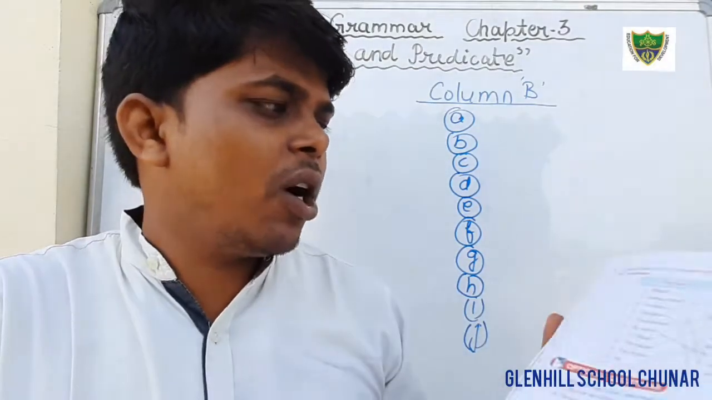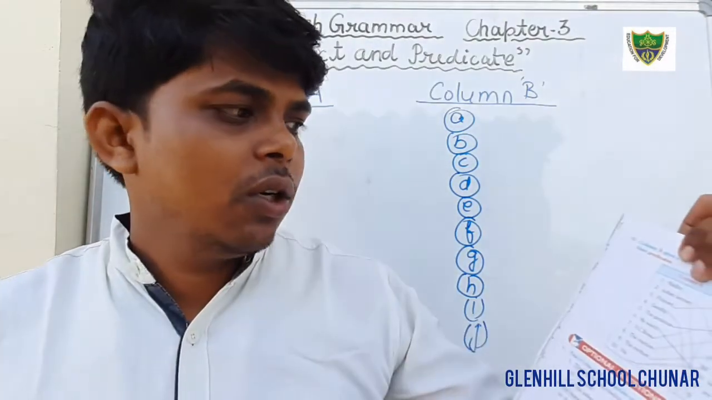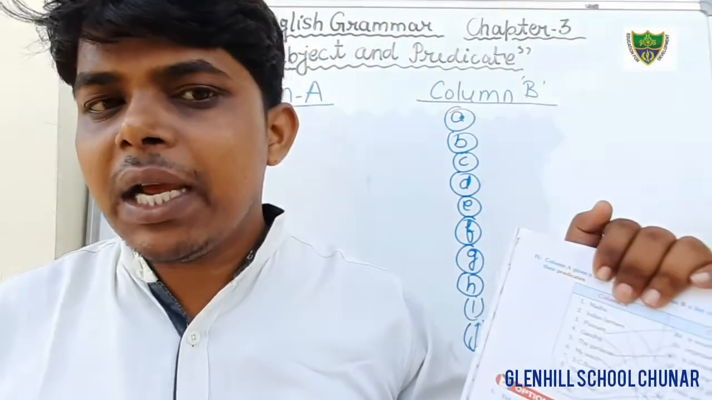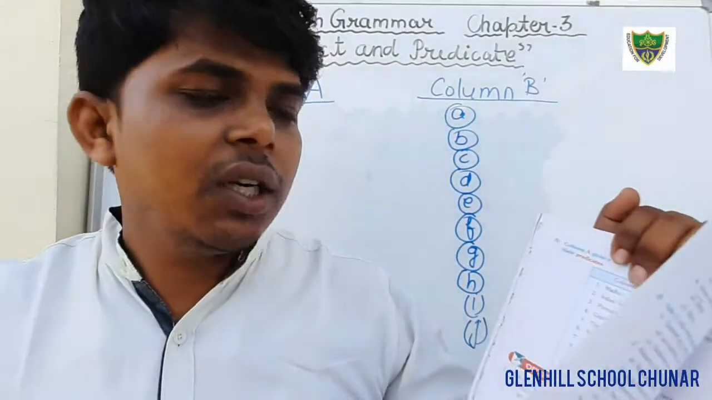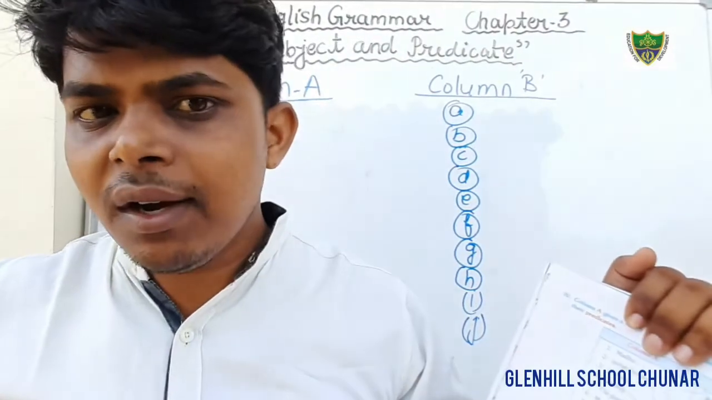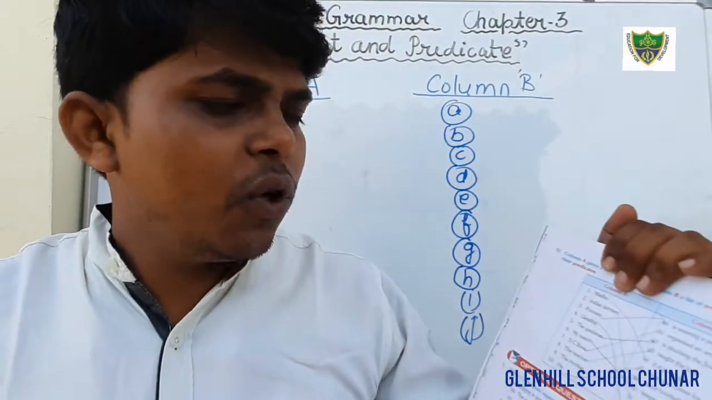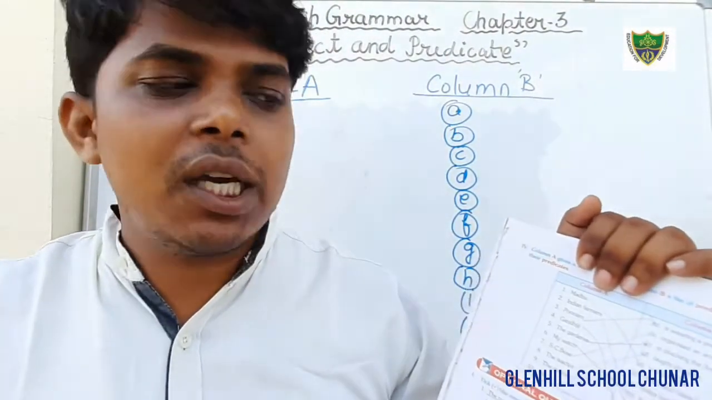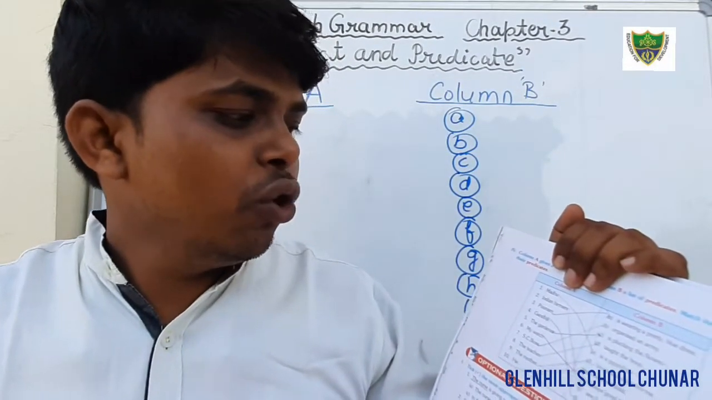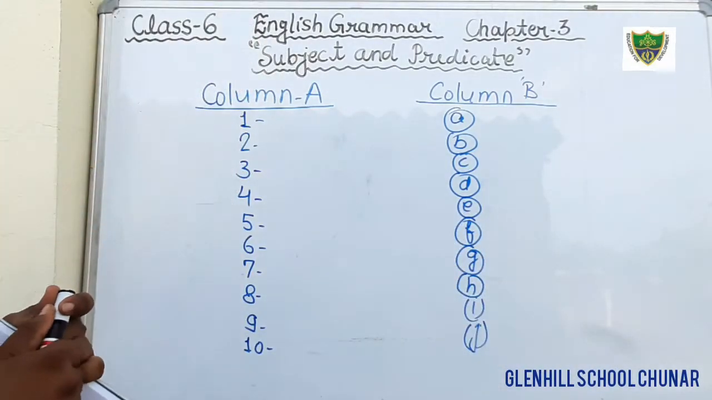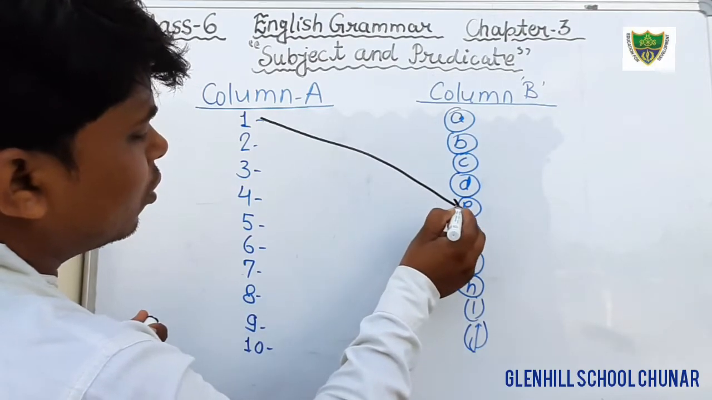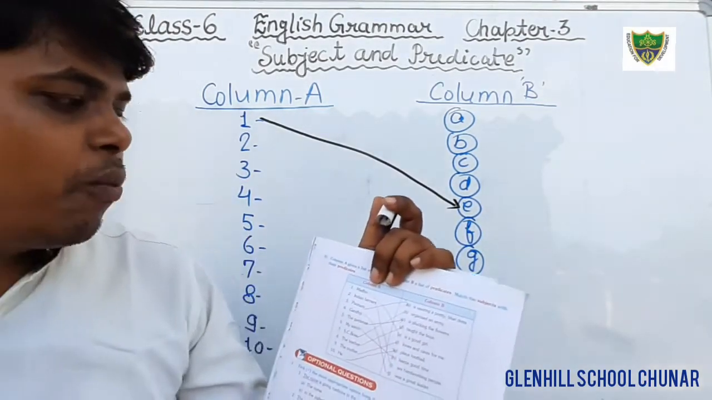Just see, the first one is Madhu. In column A, the first subject given is Madhu. Madhu is a subject because it denotes the name of a person, and we have to match it with the suitable predicate given in column B. So what would be the suitable predicate? Madhu is a good girl. That is given in E. Madhu is a good girl. Okay, so match.